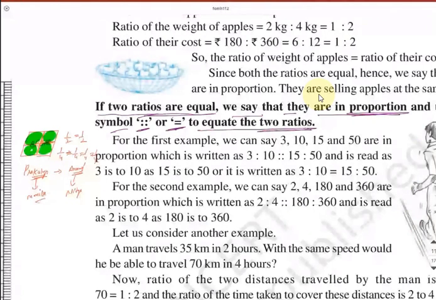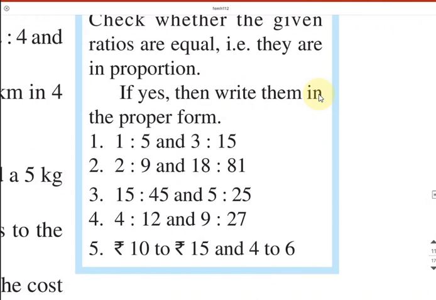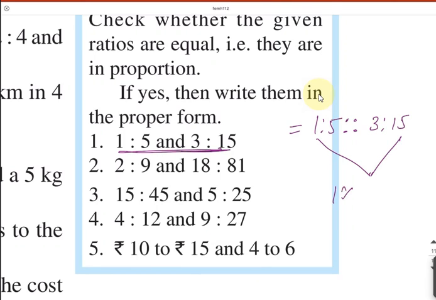Okay. Now see, one ratio five and three ratio fifteen. Check whether they are equal or not. How will you check? One ratio five, proportion, three ratio fifteen. Multiply the extremes, 1 into 15, equal to the middles, 5 into 3. 15 into 15, same, equal. Yes, they are in proportion. Clear?